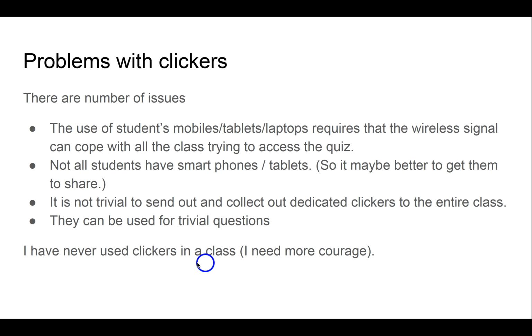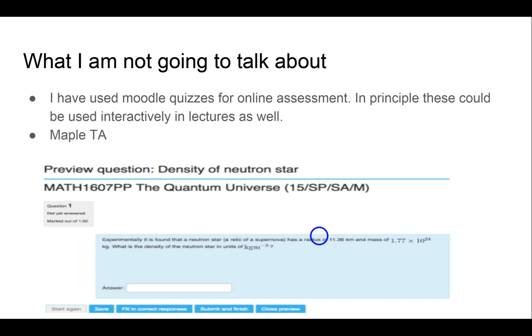I just need more courage. I've used it for staff members, but it's just a sort of threshold effect.